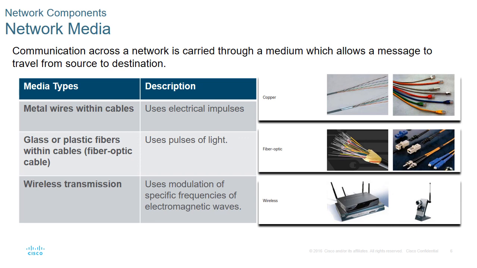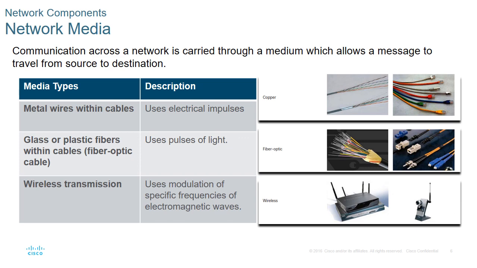The next type of media is glass or fiber media. Usually we call it a fiber optic cable. In this fiber optic cable, we use glass as the core. This glass is responsible for carrying the data from the source to the destination. Here we use pulses of light to transmit the data. That means the source converts the data into light signals and transmits them through the fiber optic cable.